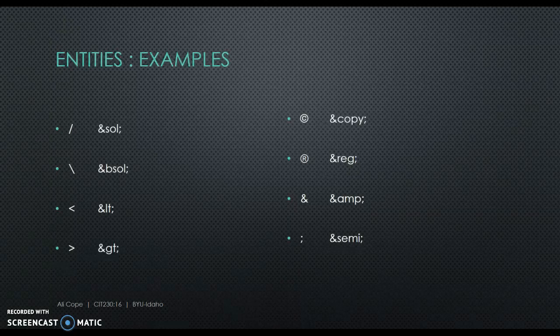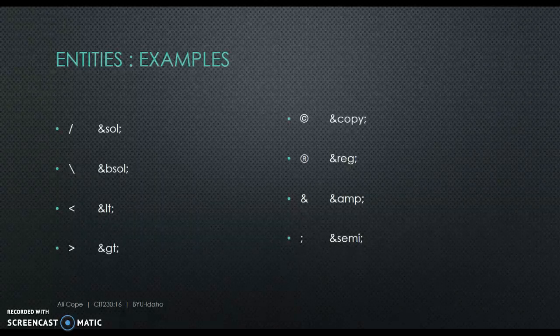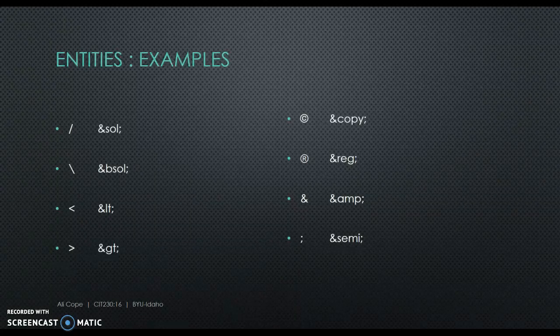For our less than and greater than symbols, they're quite easy to remember with the name because it is just ampersand, LT, semicolon for less than, and ampersand, GT, semicolon for greater than. For the copyright and register marks, those are also quite easy to remember with their names. Ampersand, copy, semicolon will render the copyright mark, and ampersand, REG, semicolon, will show the registered trademark symbol.